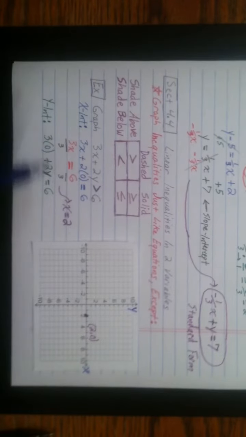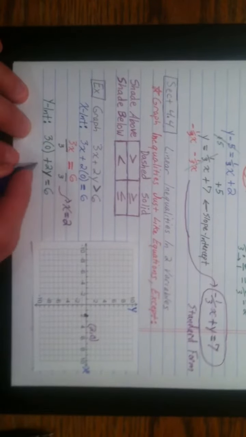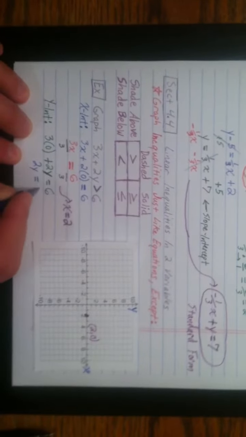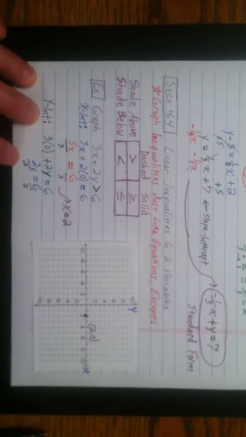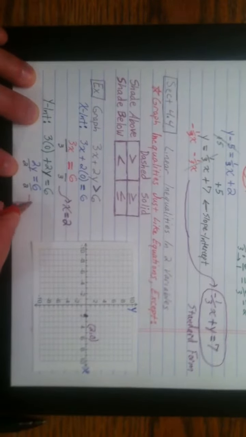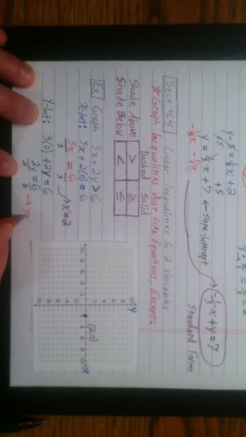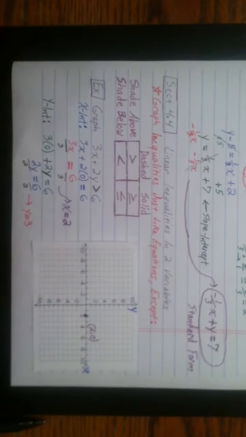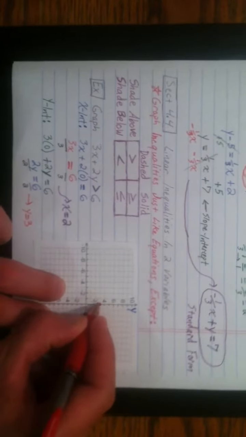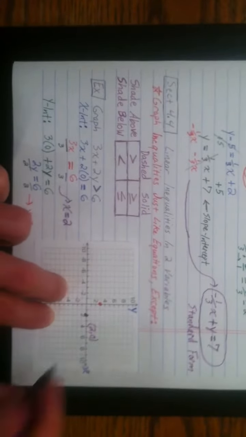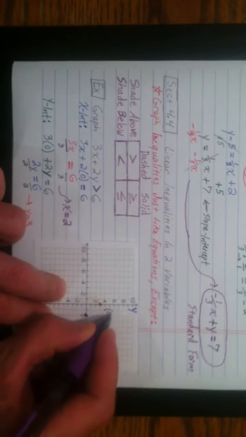Putting in 0 for x cancels out the x term. 3 times 0 is 0. So we're just left with 2y equals 6. And again, we can solve that pretty easily. Divide on both sides by 2, and we get y equals 3. So we now know the y-coordinate of our y-intercept. We can go up here on the y-axis and plot a point there at 3. So that's the point 0, 3.